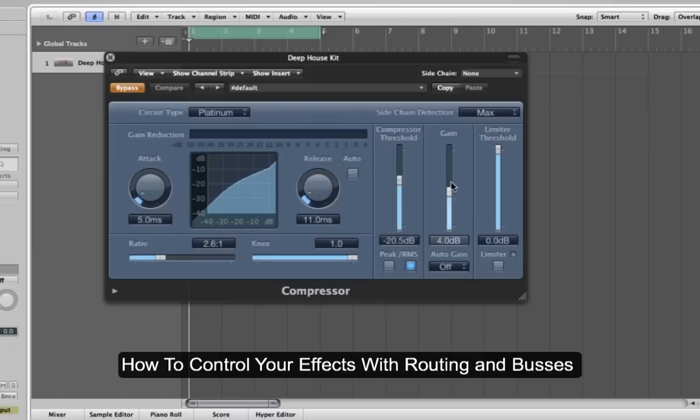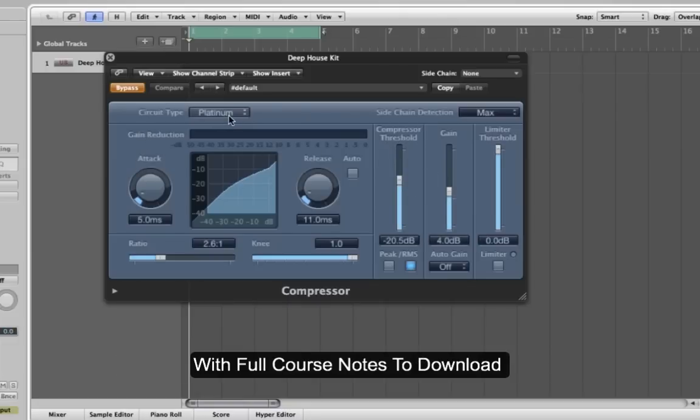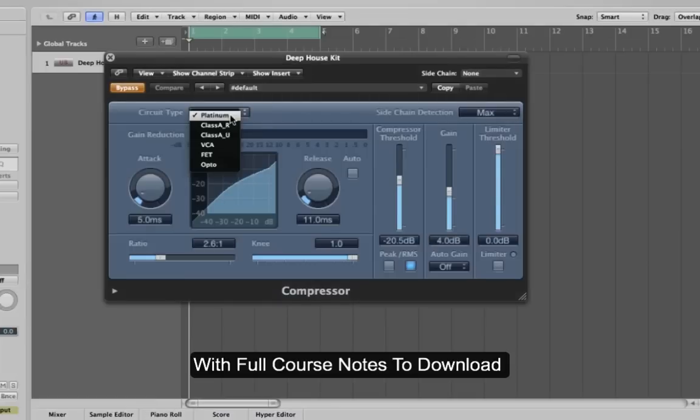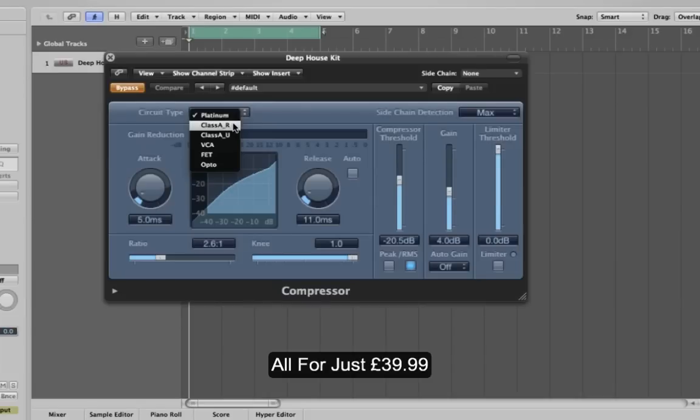So we're just going to look over the controls first. You see here you've got certain circuit types. Now this is Logic's sort of recreation of old analog circuitry within the compressors. They've given you quite a range here. The Platinum one is their own one. The Classic A R and A U S are vintage recreations. The VCA is voltage controlled amplifier sort of circuitry. To be fair, they're all amplifier circuitry, so it's a little bit misleading, that one. And then you've got your Opto one down the bottom. It's like a warmer version of the Platinum. To be honest, I normally use the Opto and the Platinum, and the rest I don't really bother with.